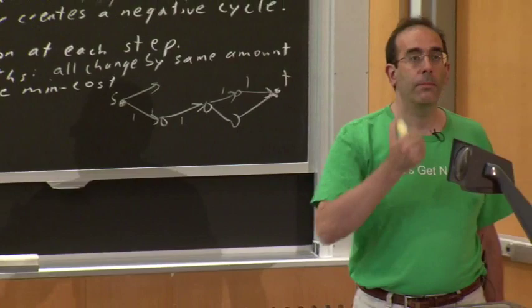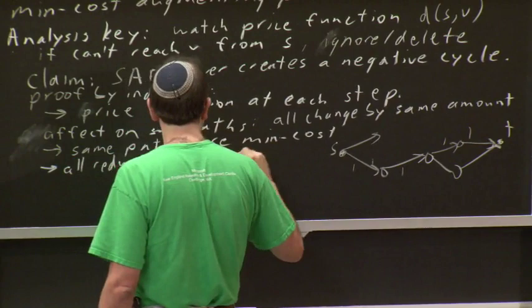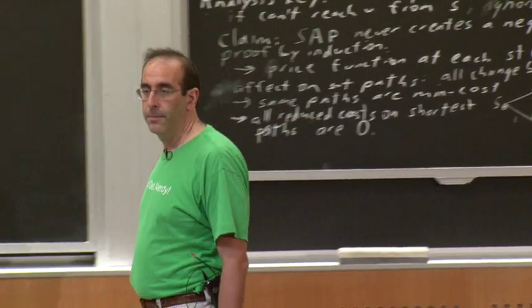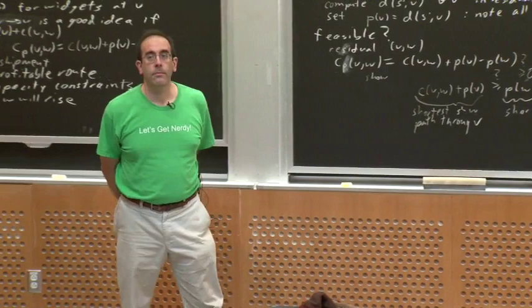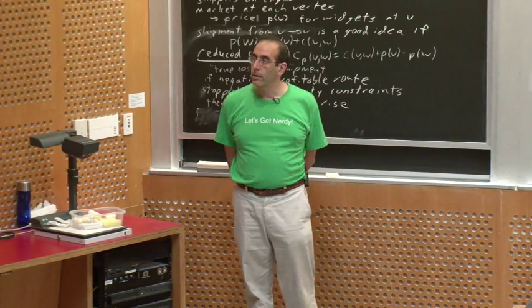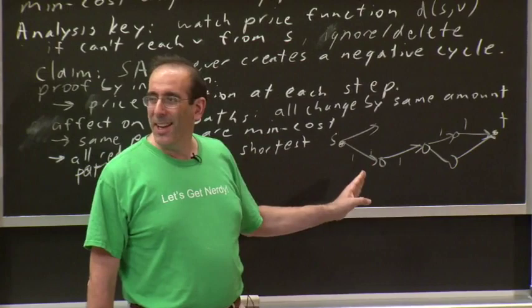Yeah? Zero. I claim that all the reduced edge costs on these shortest paths are zero. Why is that? Yeah, so you can argue it by saying that the total shift in price was equal to the distance from S to T, and that has to spread out over the edges. But there's a more direct argument I can make.